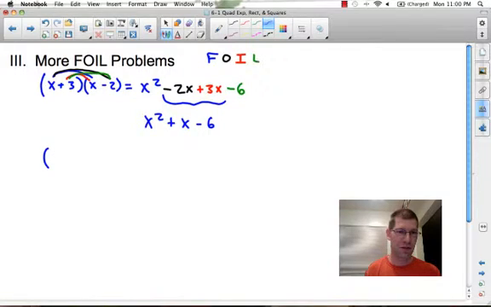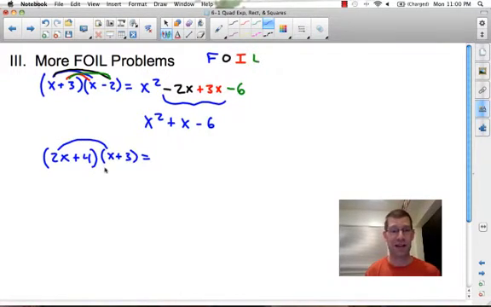Second one, I'm going to throw in a little bit more with the coefficients. So instead of just an x, I have a 2x, then a plus 4, and then an x plus 3. And I'll maybe try to keep the same color scheme here. So I'll do the first in blue. So now I have a 2x times a 1x technically, which gives me a 2x squared. You can view these as you're doing the numbers times the numbers. So 2 times 1 is 2. X times x gives me the x squared.